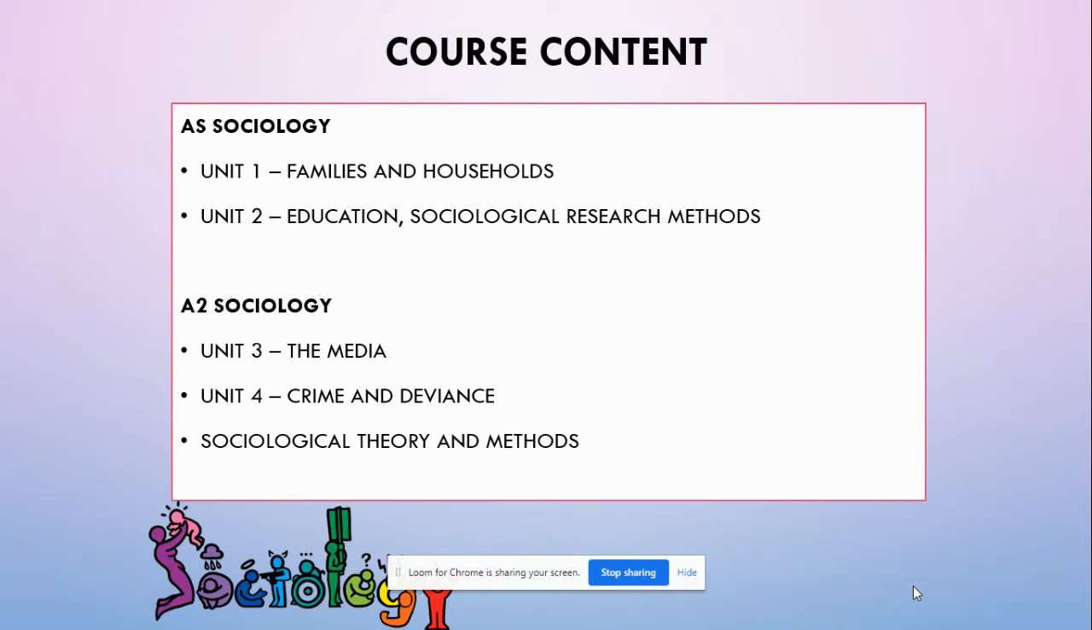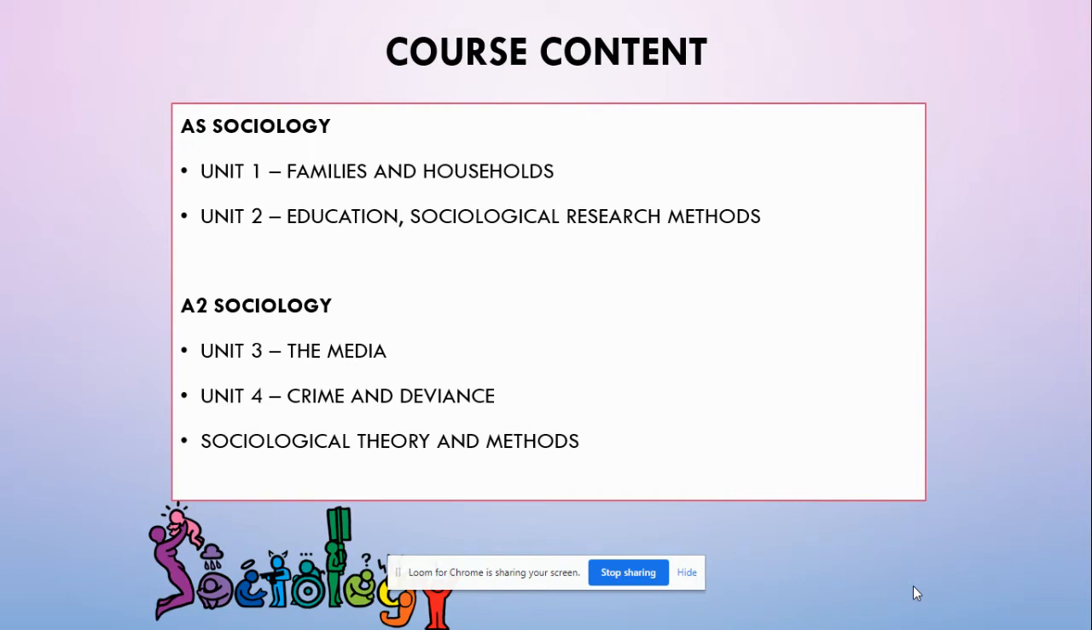Within all of these topics, we look at different groups of people. So we look at class, age, gender, and ethnicity. We look at how they're affected by these institutions, whether that's in a positive way or a negative way. We also look at how these institutions have changed over time and the effects that this has had on society, as well as the different groups of people.